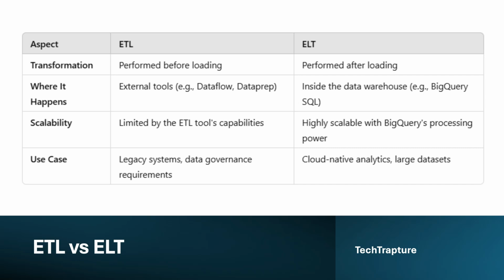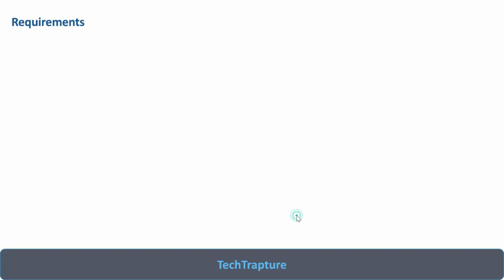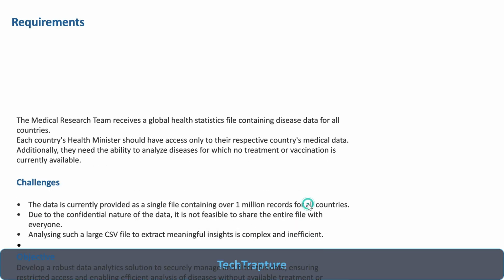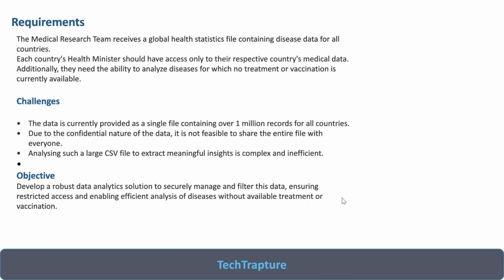In this video we are going to create an ELT data pipeline, where we are extracting 1 million records, loading those 1 million records into BigQuery, and then transforming that data in BigQuery. So mostly we are going to use Airflow and BigQuery in this project. Let me show you the requirement. The requirement is simple. I'm just trying to create one dummy requirement here. We have global health statistics data, which is one CSV file that contains 1 million records, and that file contains the data of all countries.